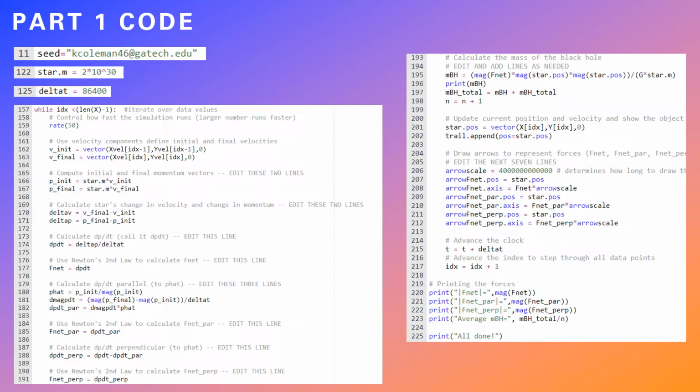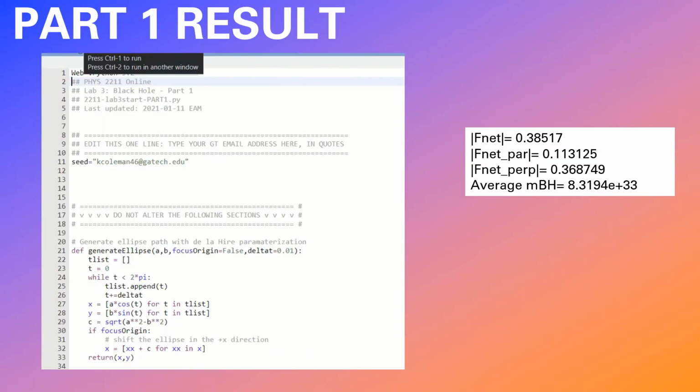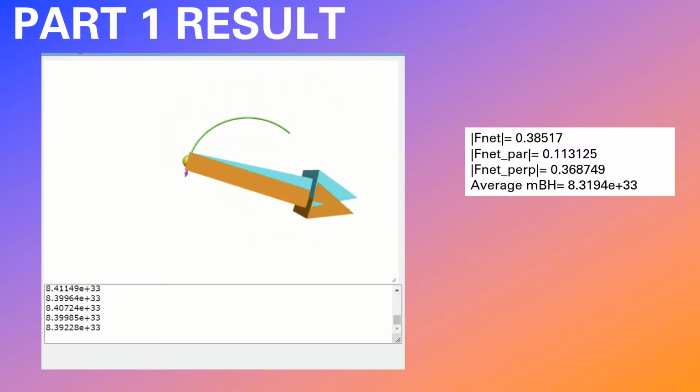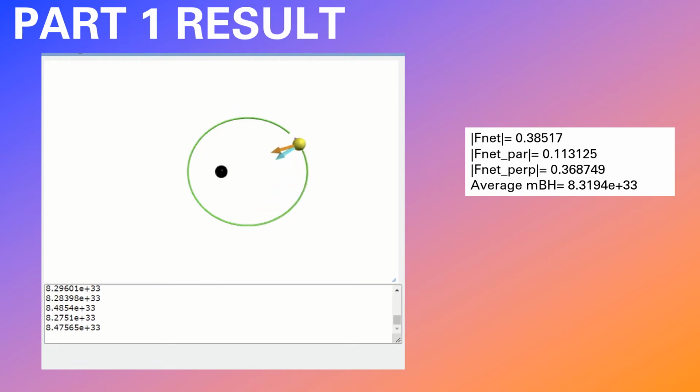And then I found the parallel and perpendicular components of dp/dt, which were thus the parallel and perpendicular components of F net. And then I used that to find the mass of the black hole, but the mass of the black hole will vary slightly each time, so I also averaged them and got an average mass for the black hole. So here is the result of part 1. You can see F net is always toward the black hole, and it gets bigger as it's closer, and its components add to get F net.